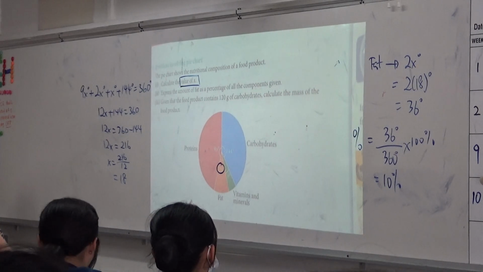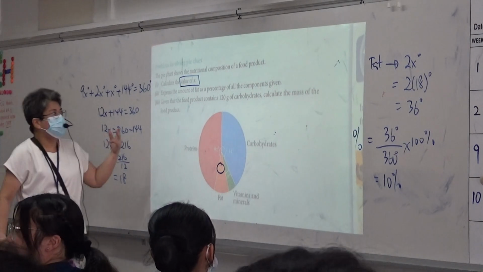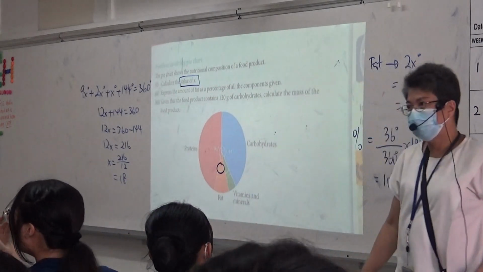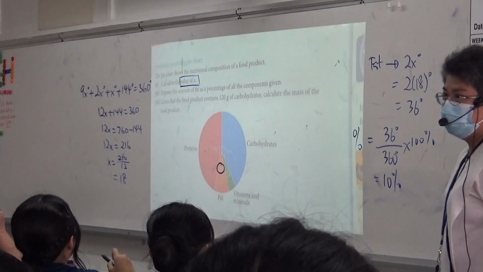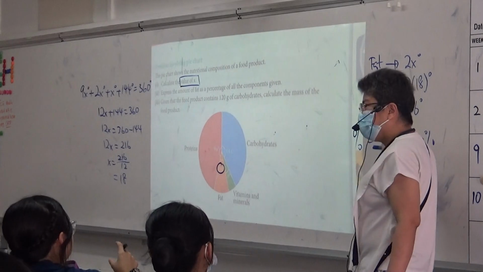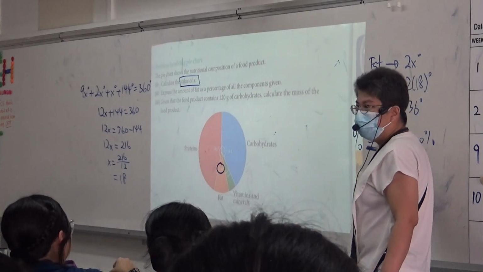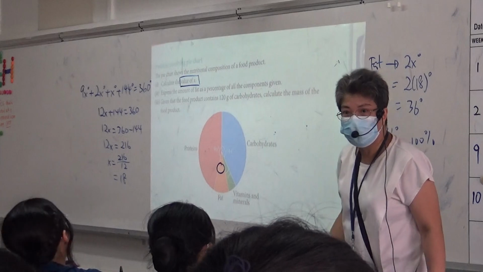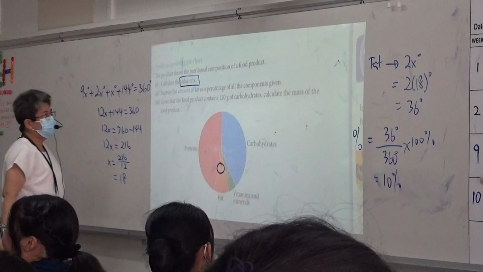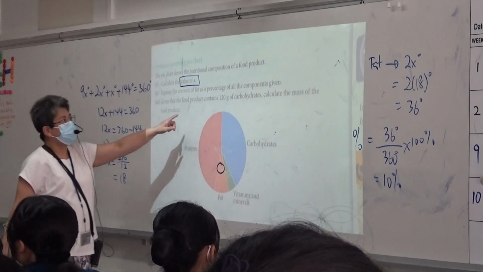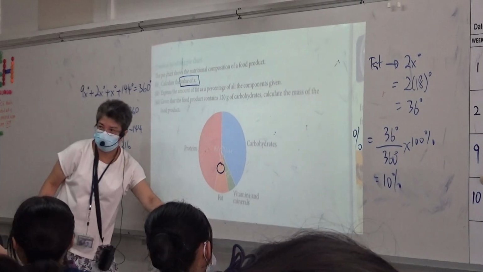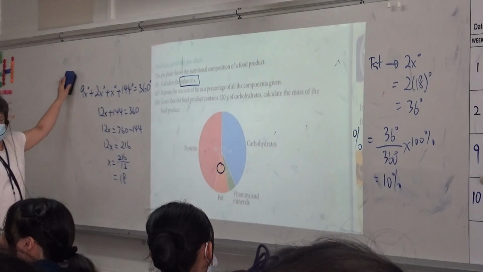Are we all clear? Okay, now, what if I want the amount of fat as a percentage of carbohydrates? Then what do I do? 36 over what? Carbohydrates, 144. So you must read the question properly. Do you understand? Okay. Last question. Given that the food product contains 120 grams of carbohydrate, calculate the mass of the food product. Okay? Can I clean off this one?